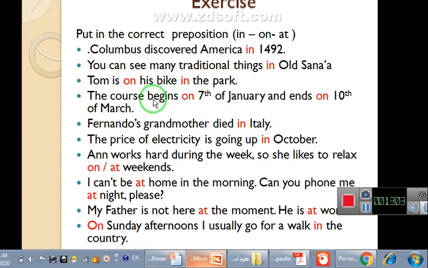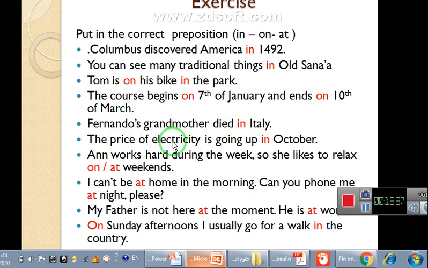the course begins okay on 7th of January. ليش هنا استخدمت on؟ لأنه هنا معي تاريخ، 7 من شهر يناير، and ends وينتهي on 8th of March. نفس الشيء هنا معي تاريخ كمان فاستخدمت on. number here we have Fernando's grandmother، جدة Fernando died in Italy. why I use here in not on or at? because Italy it's a name of a country، اسم دولة فبستخدم قبلها in.